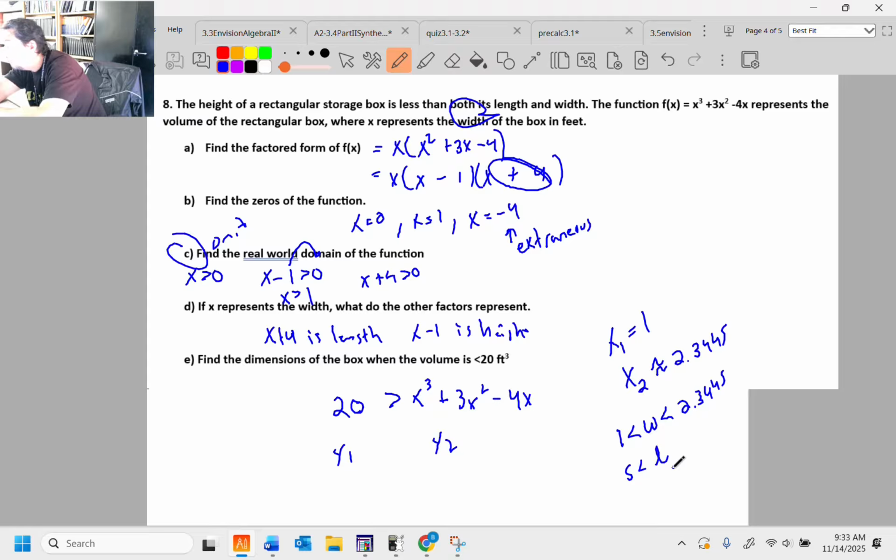Give me a minute. I'm working. Don't pester. If I add 5 to 2.3445, I'm going to have 7.3445. My height is the small one, which is x minus 1. So 0 less than the height, less than 1.3445.